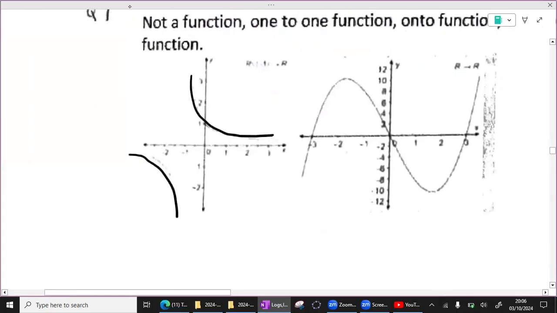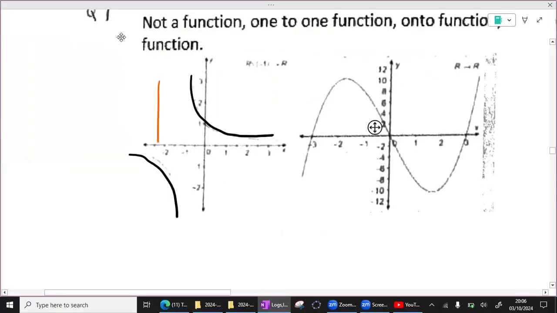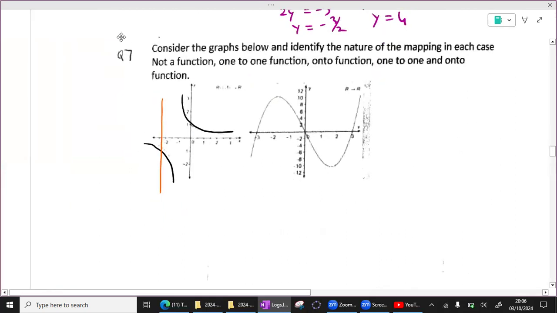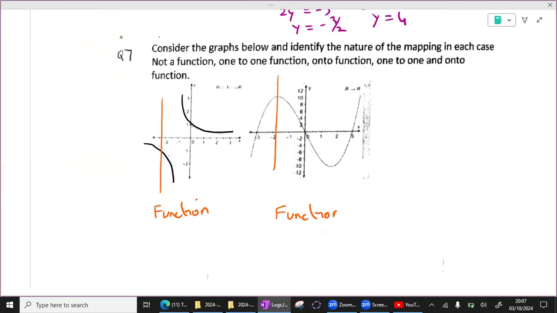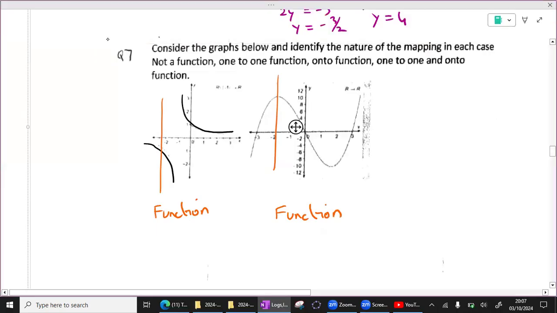So looking at this first one, if I do my vertical line test, whether I do it there or over here, it's going to hit the graph just once. So this is a function. This one, put the vertical line test in, it is a function. So they're both functions.